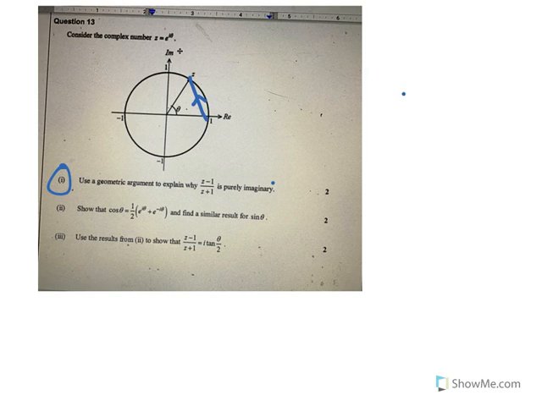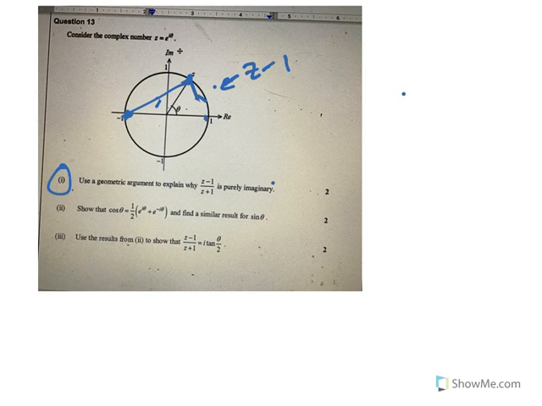So z minus 1 is that vector there. So that's z minus 1. And z plus 1 is this one here. So that's that vector there. So z's moving. You can see here's z, z's on that unit circle there.